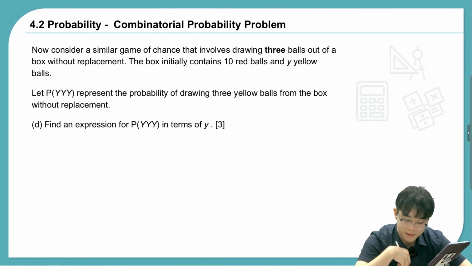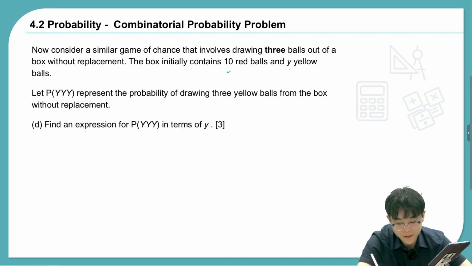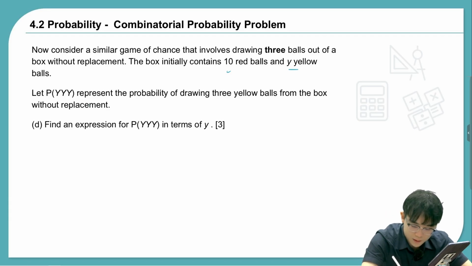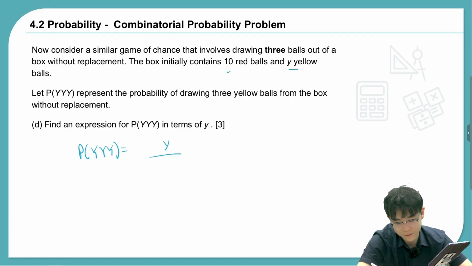Now let's do part D. We're considering a game where we draw 3 balls out of a box and we don't have any replacements. We have 10 red balls and y yellow balls, and we're trying to draw 3 yellow balls consecutively. So let's try to write what PYYY is. This one would be you're drawing a yellow ball out of the first batch, where there are 10 plus y balls.